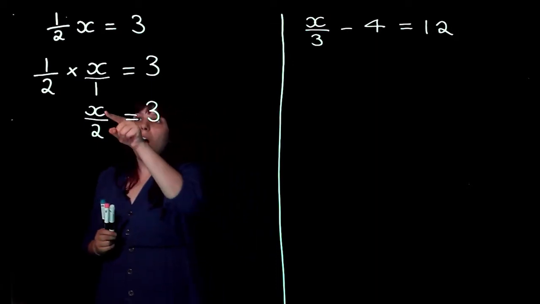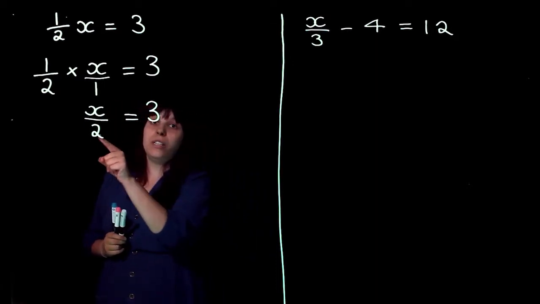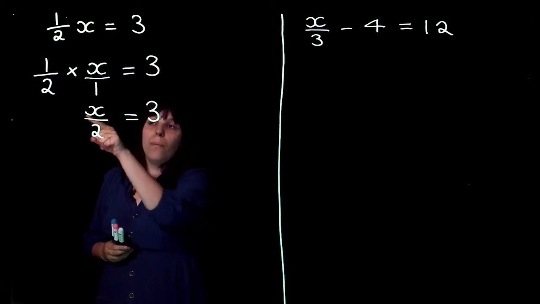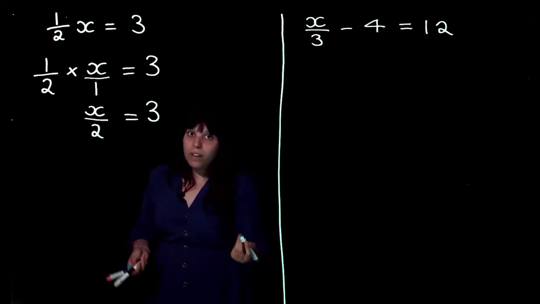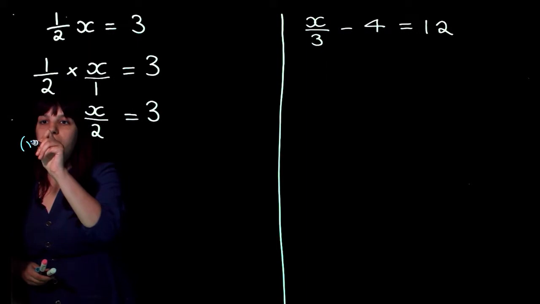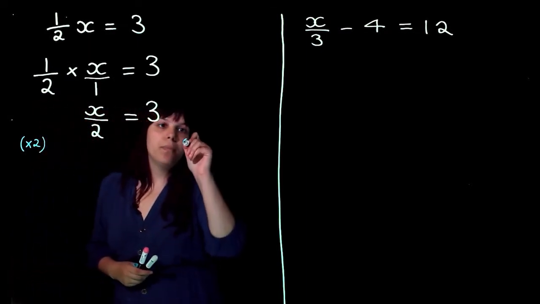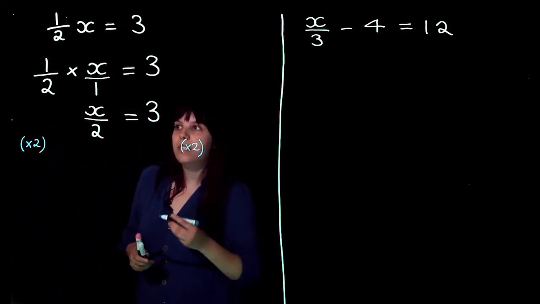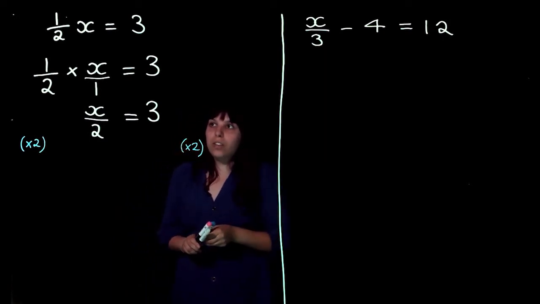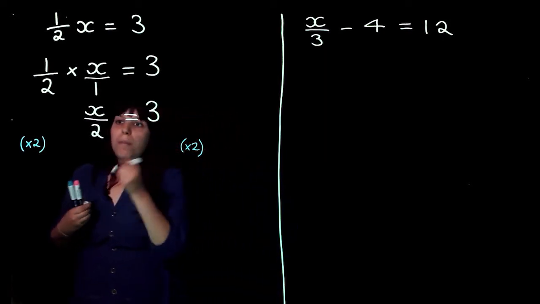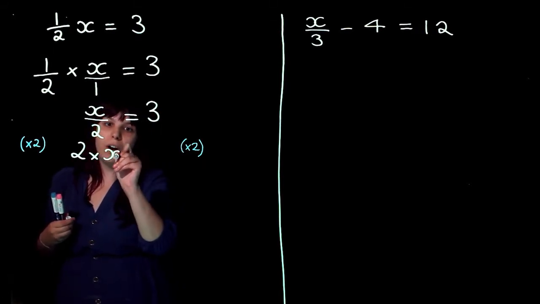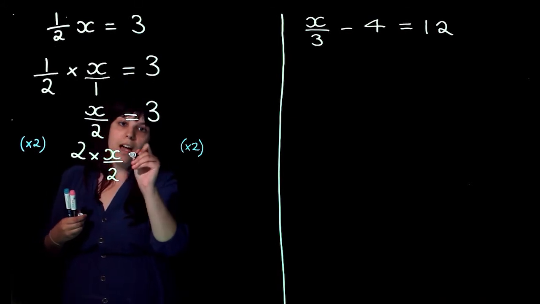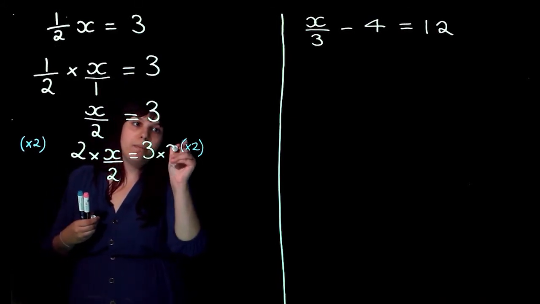Now, at the moment, we've got x divided by 2. Because we're dividing by 2 and we want to get x on its own, we need to do the inverse of dividing by 2. So the inverse of divide by 2 is just times by 2. And we're going to do that to both sides to keep the equation balanced. So I'm going to write this out. We've got 2 times, and then we've got our x over 2. And then on this side, we've got 3 times 2.